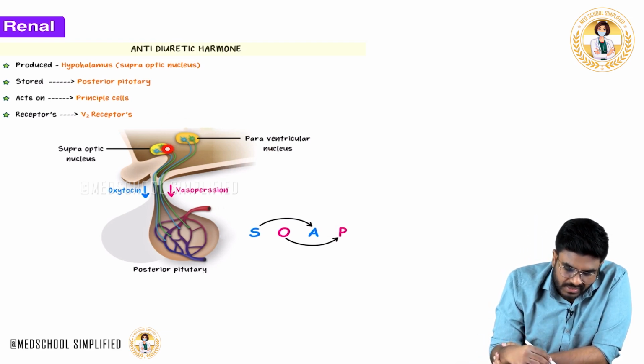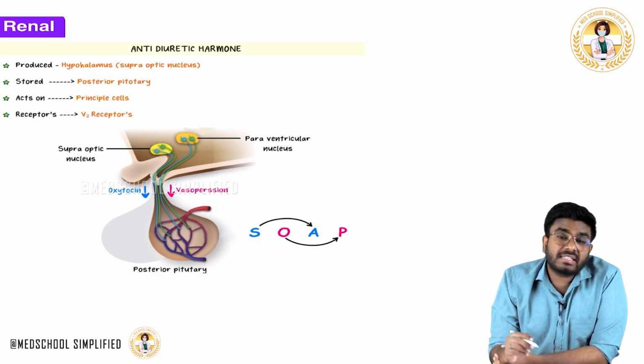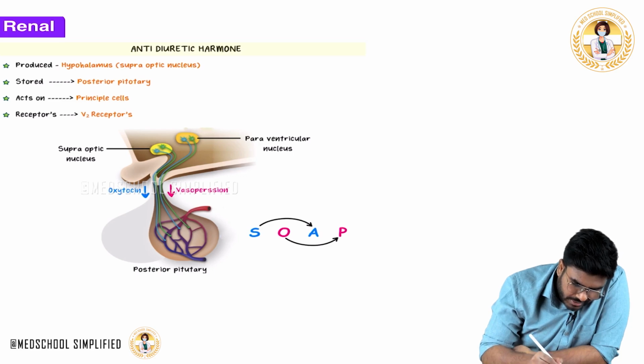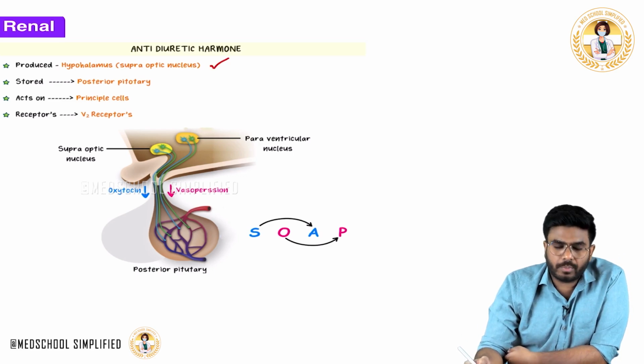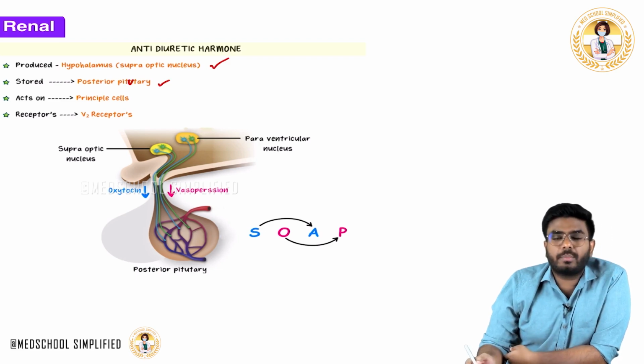The production of these hormones, oxytocin as well as anti-diuretic hormone, happens in the hypothalamus. But both these hormones come down and are stored in the posterior pituitary. Especially this anti-diuretic hormone: it is produced in the hypothalamus from the supraoptic nucleus. And where is it stored? In the posterior pituitary.